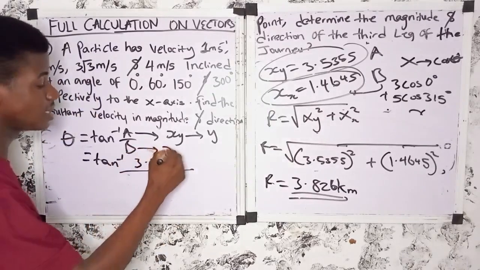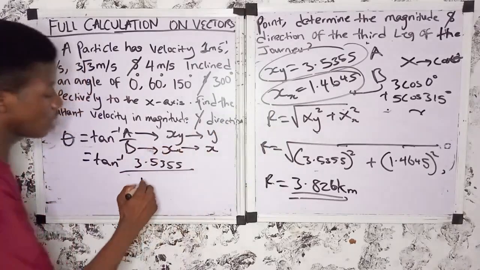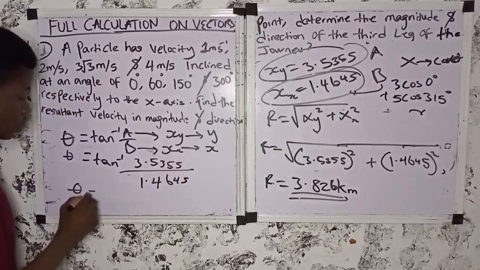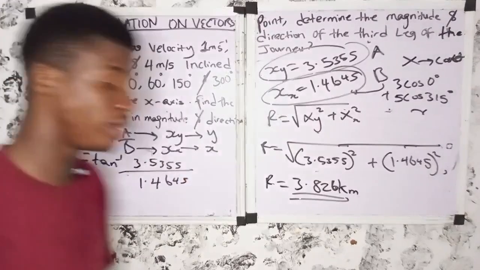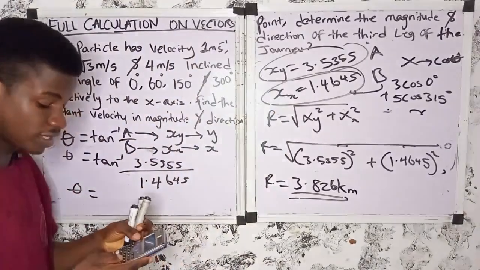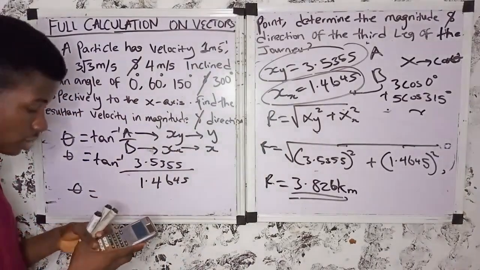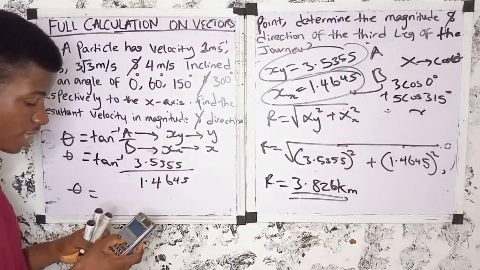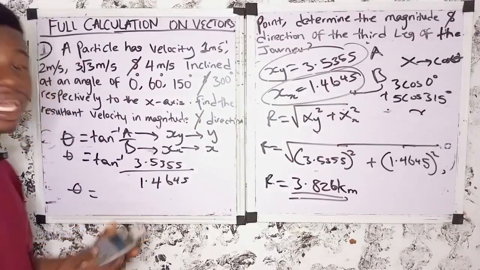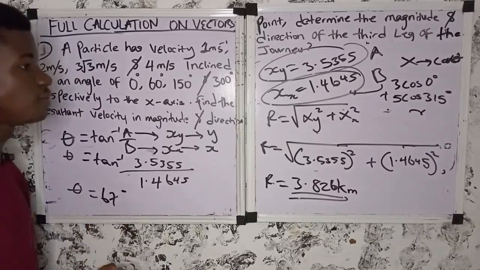B is the same as the x-axis, or our x direction. B is what? 1.4645. So if you take the inverse of this value, we get the direction. To look for inverse in your calculator, just press shift and tan. You have tan inverse. Then 3.5355 divided by 1.4645. So the angle is 67 degrees.